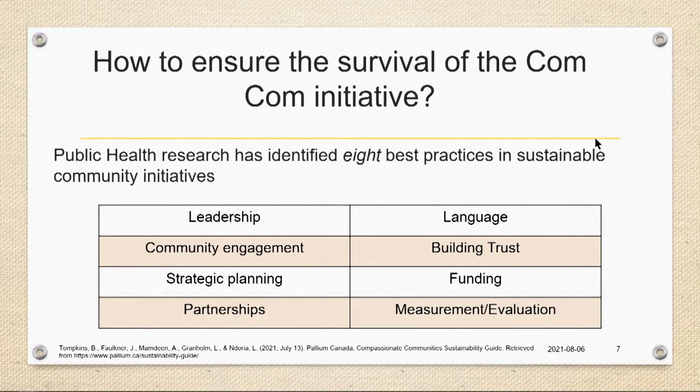So then we wanted to look at how can we ensure the survival of these COMCOM initiatives? So clearly, based on the rate that social innovation dies, we clearly had to be able to figure out, well, how can we help these initiatives survive, right? And so we looked at public health research and what were those best practices, let's say, that strong, sustainable community initiatives had in place that were allowing them to be around on the long haul.